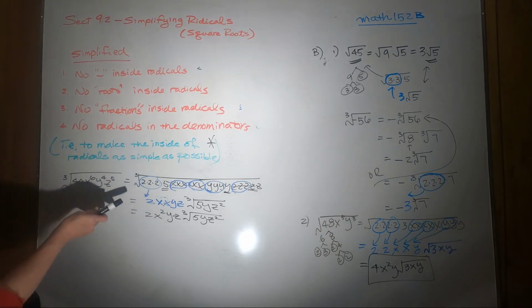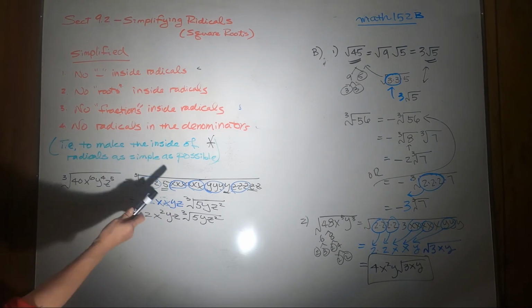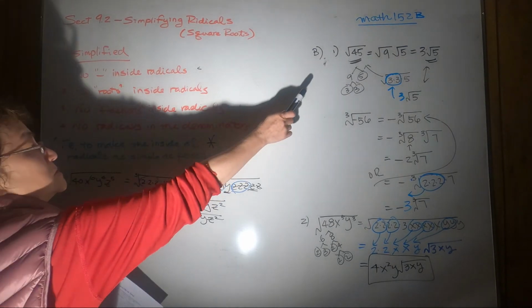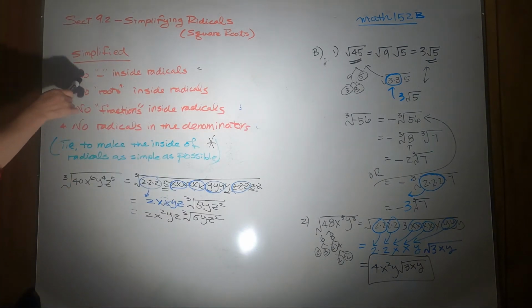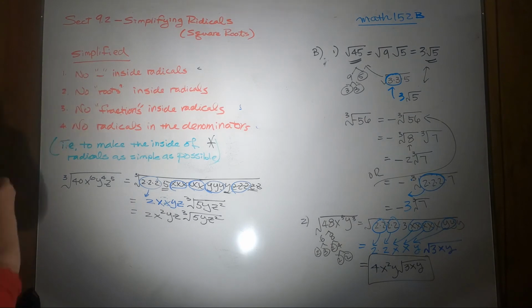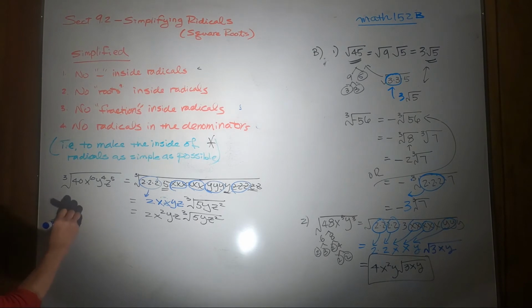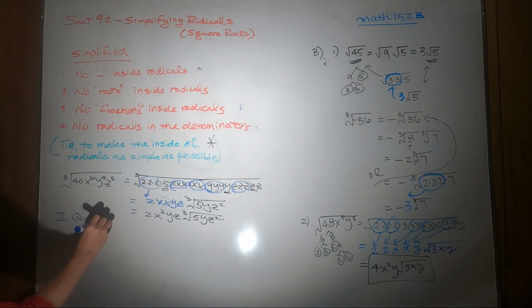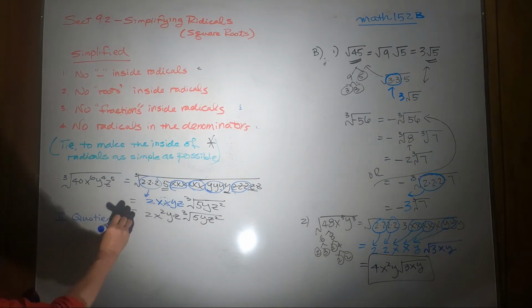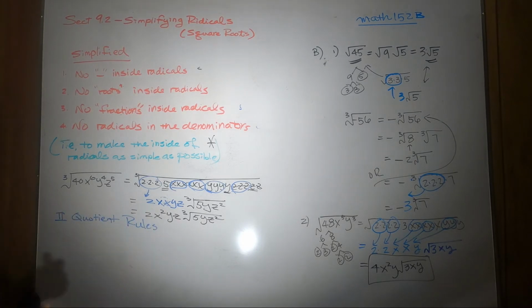Okay, so we use the product rule to separate them like those, or we just follow the rules we need to follow. No negative inside, no roots inside, right? Another property we have is this. We'll call it the quotient rule. Okay, the quotient rules are this way. Okay, then just one quotient rule.